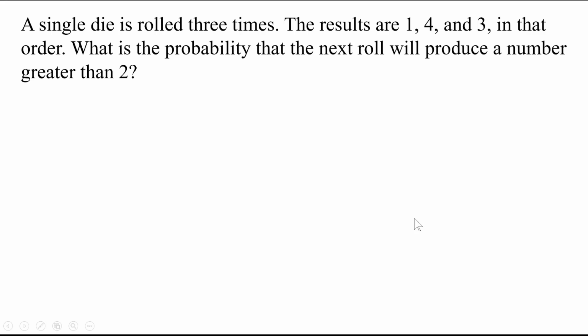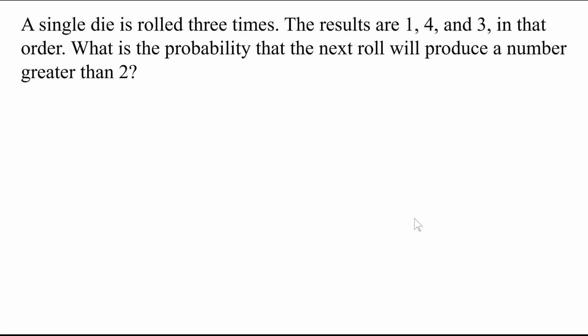Okay, so we missed a little bit of lesson 70. We didn't quite finish it, so I'm going to finish it now. This problem says a single die is rolled 3 times. The results are 1, 4, and 3 in that order. What is the probability that the next roll will produce a number greater than 2?